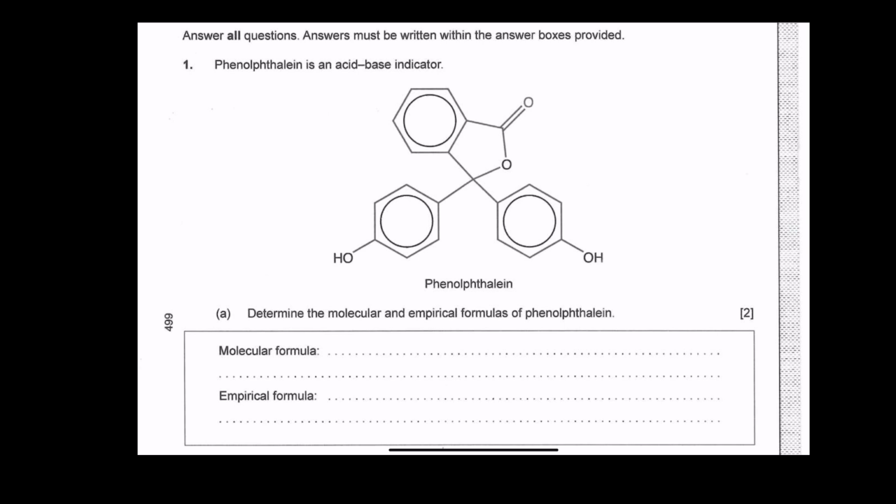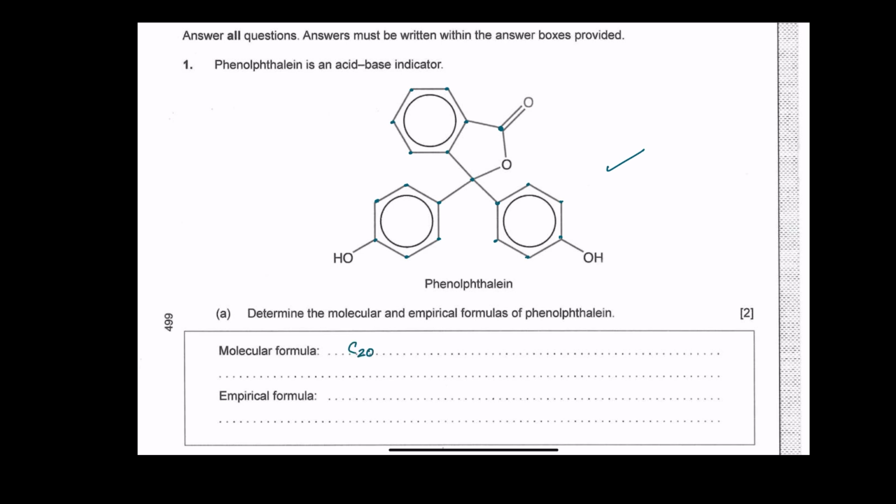So phenolphthalein is an acid-base indicator. This is the structure of phenolphthalein. You have to determine the molecular and empirical formula. So for the molecular formula, we have to exactly count the number of carbon, hydrogen, and oxygen atoms. If I start counting from here, 1, 2, 3, 4, 5, 6, 7, 8, 9, 10, 11, 13, 14, 15, 16, 17, 18, 19, 20. There are 20 carbon atoms, so starting with C20.